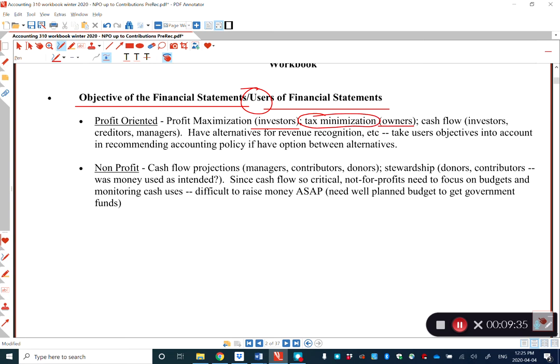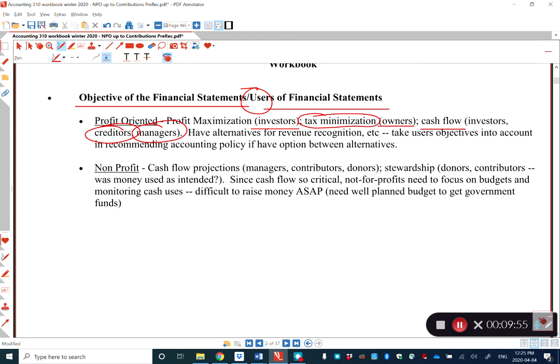Cash flows is a very important indicator. They could be used by investors or creditors. Creditors would include entities like a bank, etc. And management is also a key user of profit-oriented financial statements because they're looking to make projections for the future.